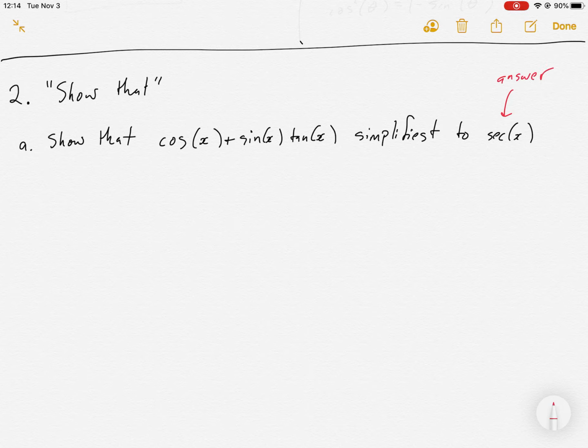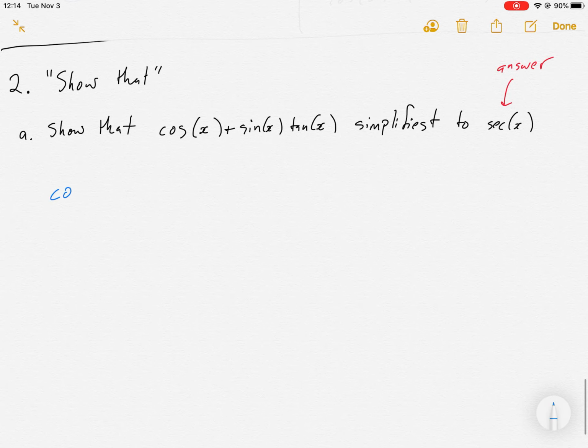So I've essentially told you as the teacher what I want you to do. What I'm interested in is seeing what your process is, seeing what your steps are. The reason we do this is because it doesn't always simplify to a single trig function. In this example, it does. It doesn't always simplify to a single trig function, so we sometimes want to simplify to other functions.